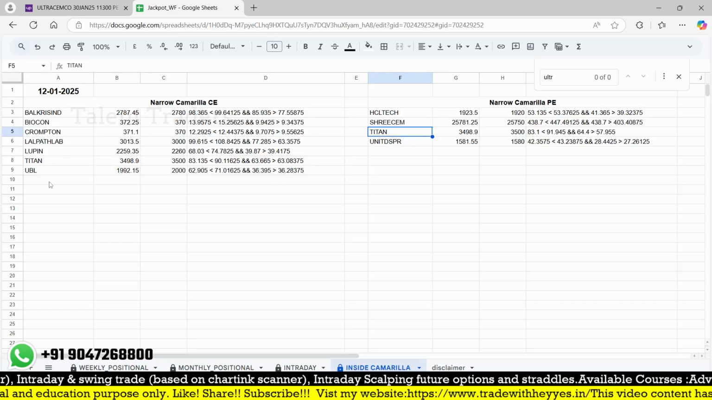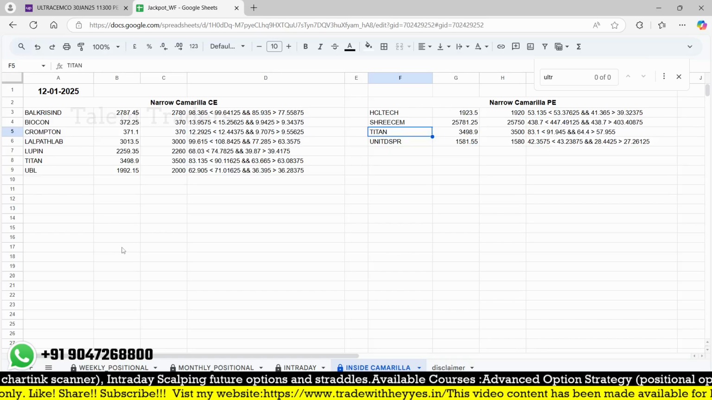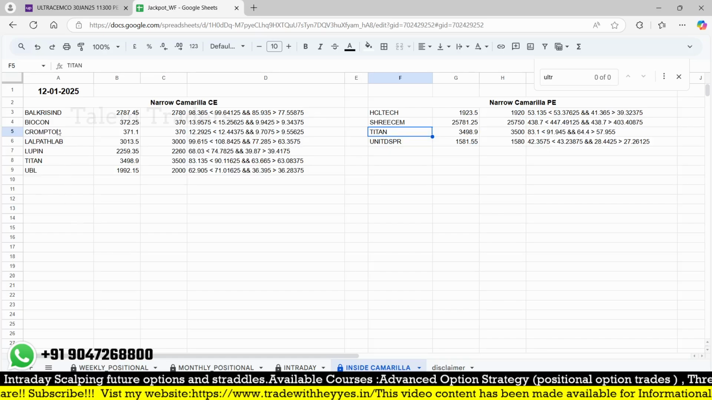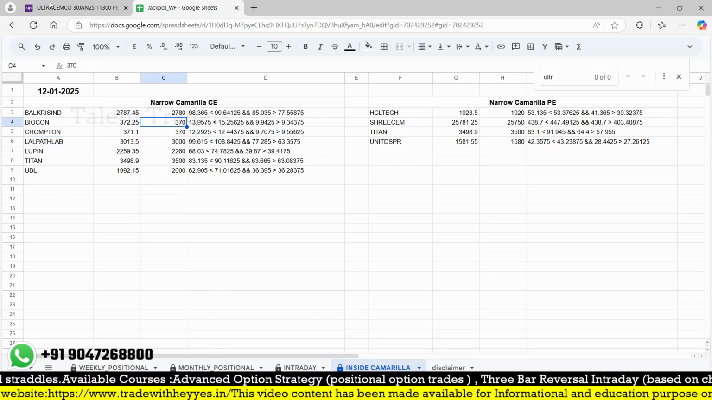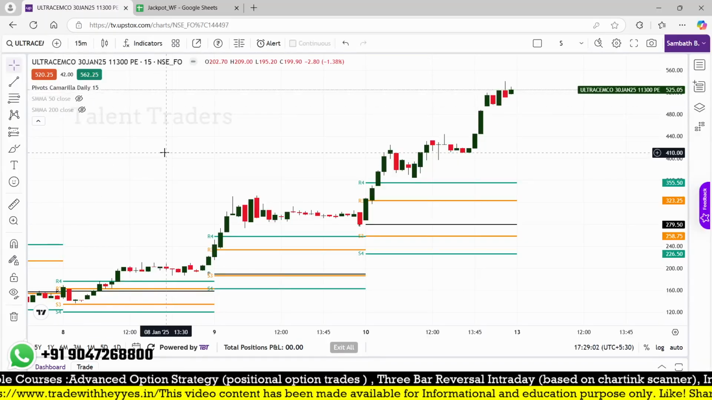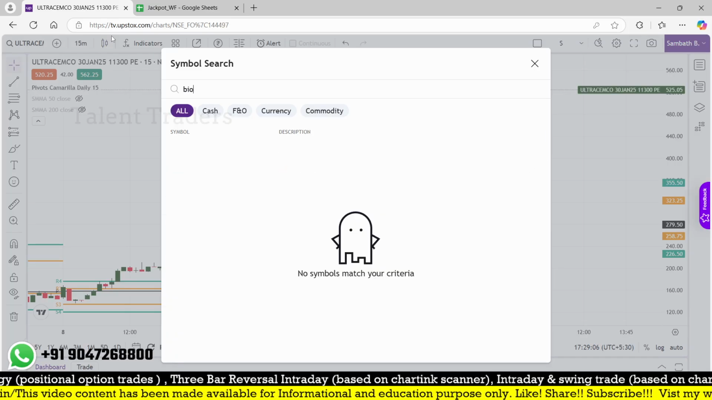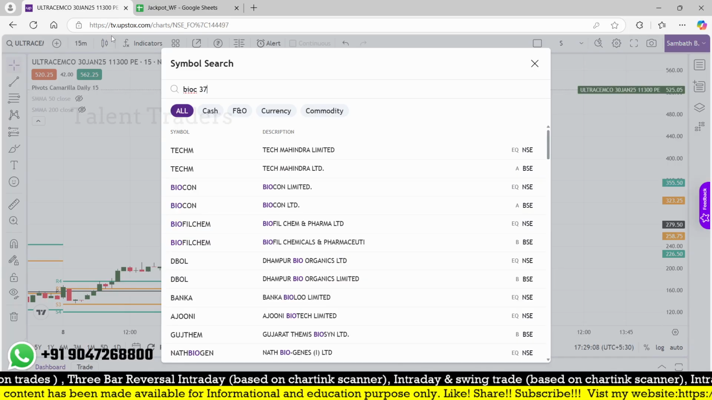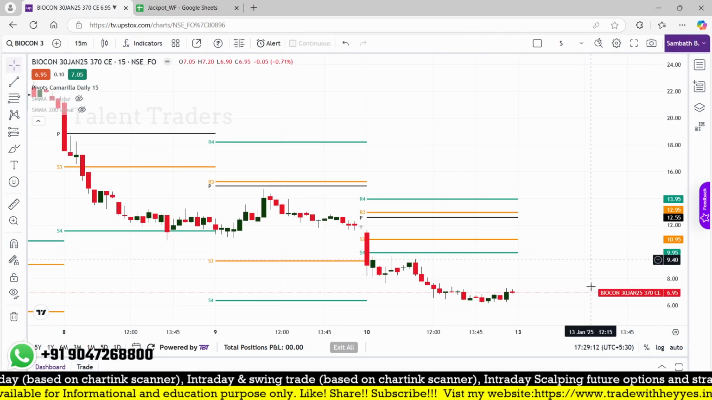So any stock which forms an inside Camarilla on both sides is even more powerful, and you can look for a breakout. In this case, Biocon 370 call option is inside, but the put option is not inside. So let me show you Biocon. What should be the strike price? 370. Biocon 370 call option. That is yesterday's level, the last trading session level.